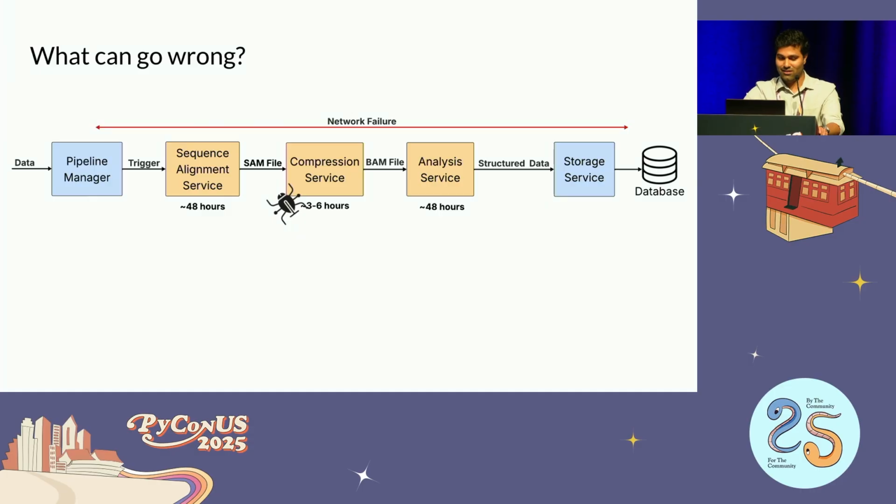So let's take an example here. The compression service has some bug. The sequence alignment service completed its job, but the whole pipeline failed. What do you do? You go back and re-trigger everything. Now you're wasting 2 days of time. That means a lot of resources on your compute clusters, and also you're delaying the results back in the structured database.